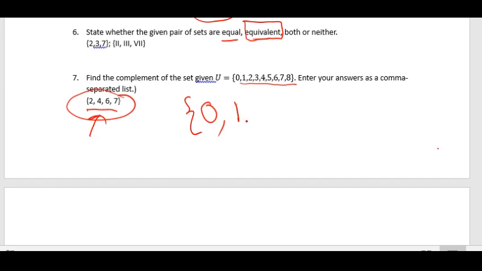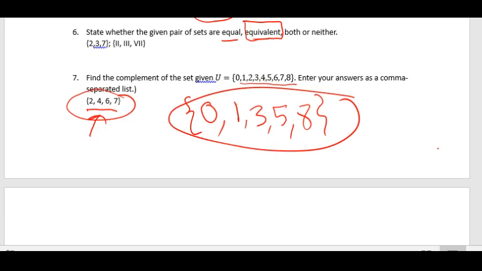So 1 is part of our complement. 2 is here. 3 is not. 4 is part of the set. 5 is not part of the set. 6 is in the set. 7 is in the set. And 8 is not in the set. So this is going to be your complement.